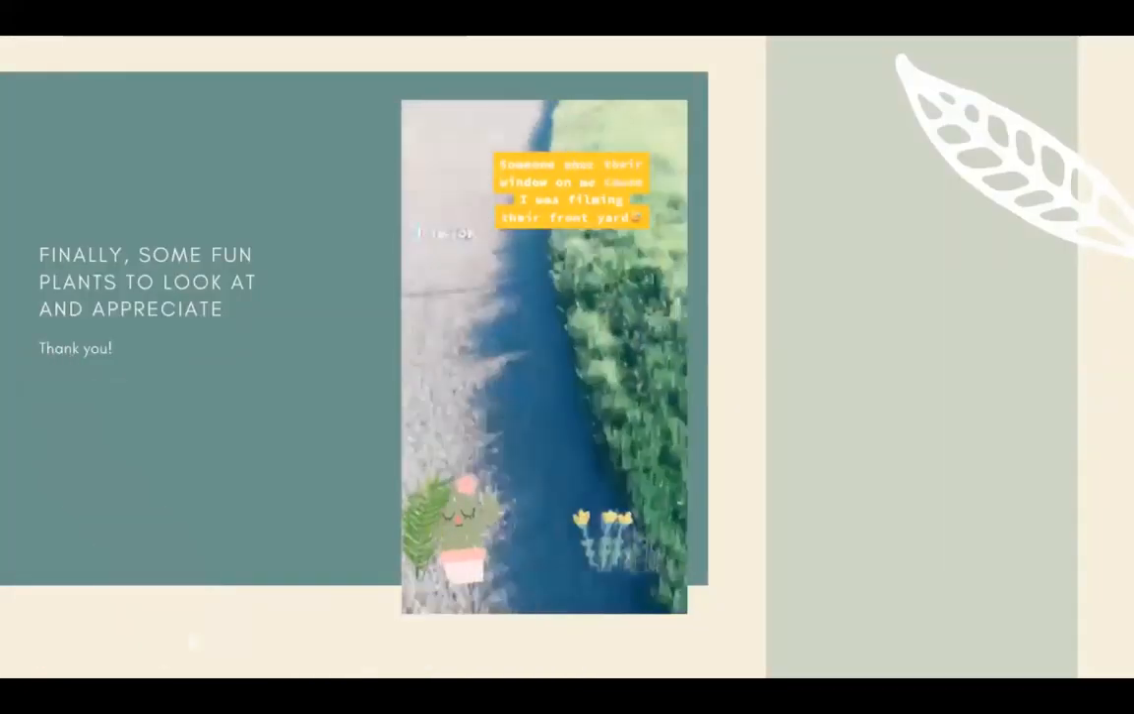And lastly, we have some fun plants to look at and appreciate.